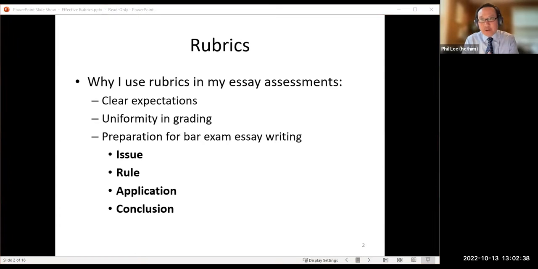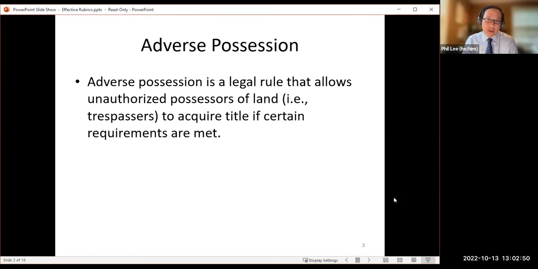Okay, so let me start here. As I mentioned before, I tried to structure my rubrics to capture the IRAC form: issue, rule, application, conclusion. David, next slide, please. I'm a property professor, and the example I gave is related to property, but it can be applied to any law subject that I teach. We have many, many rules. What I wanted to do as part of this presentation is to show you how the rules I teach in class guide the rubrics I create in practice problems.